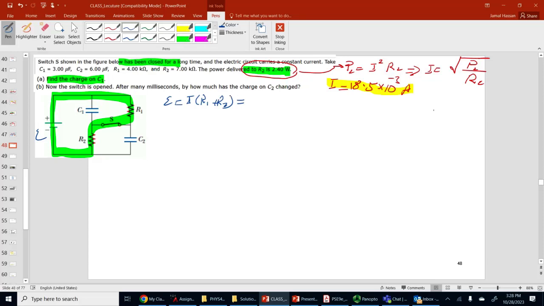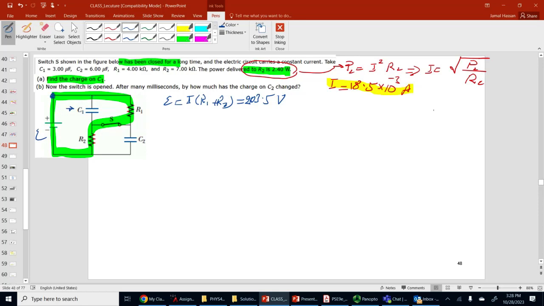Again, I'm not going to use numbers, just plug the numbers in my calculator. R1... roughly I'm going to write down is 203.5 volts. Now the question should be easy. Find the charge on C1. Find the charge on C1 here.